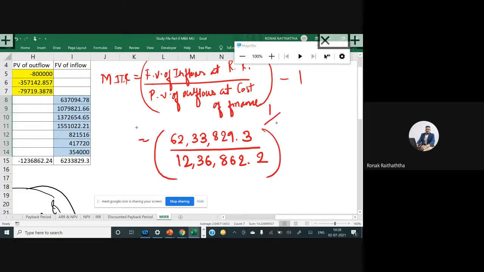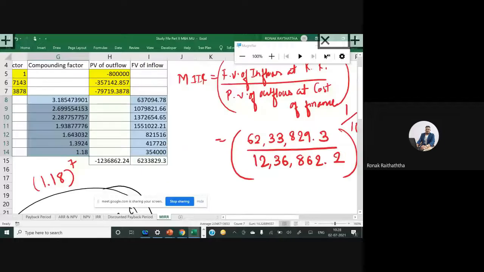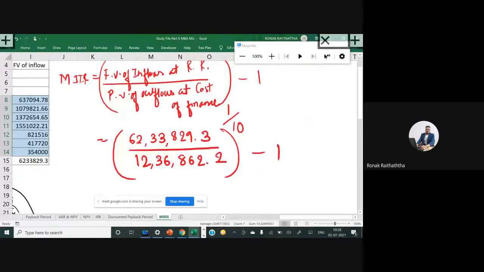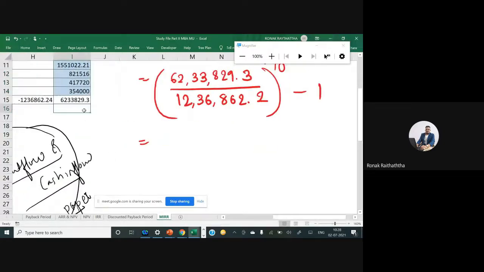1 divided by n would be how many number of years? 10 years. 1, 2, 3, 4, 5, 6, right? Up to 10. And then there will be minus 1. So let's solve this bracket first. What do we get? So equals to this divided by 1236. So sir, we get 5.0400 raised to 1 divided by 10 minus 1.